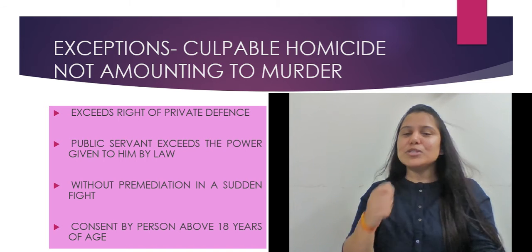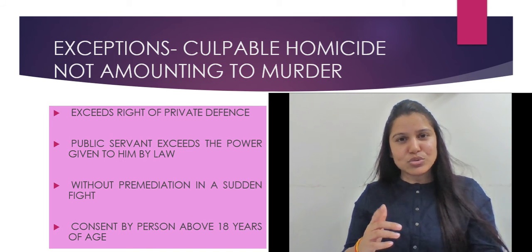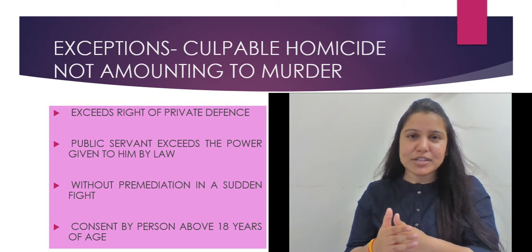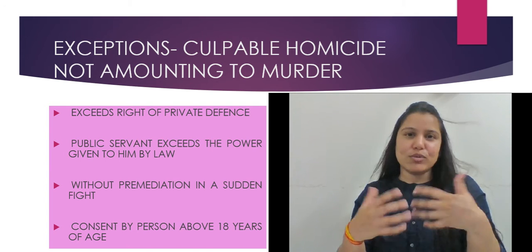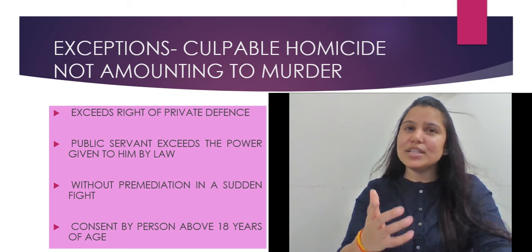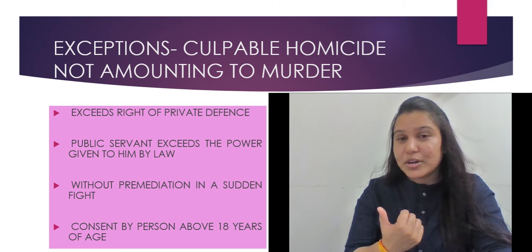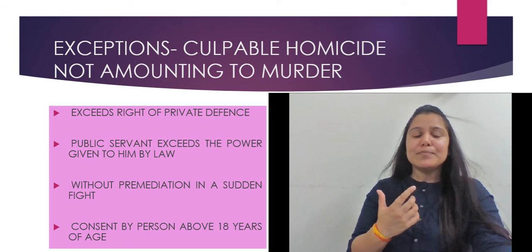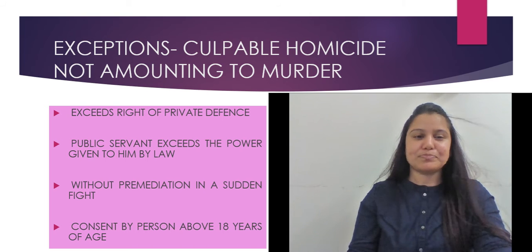If somebody just pulls your nose, you will not just go and shoot that person, so you're exceeding your right of private defense. But yes, if somebody is pointing a gun at you and you also have a weapon of private defense, then you shoot, then you can say that if I wouldn't have done that, the other person could have shot me. Anything like that. So you must not exceed your right of private defense.